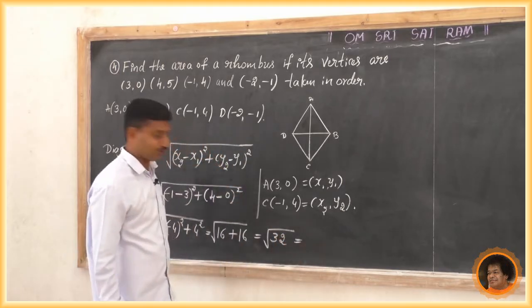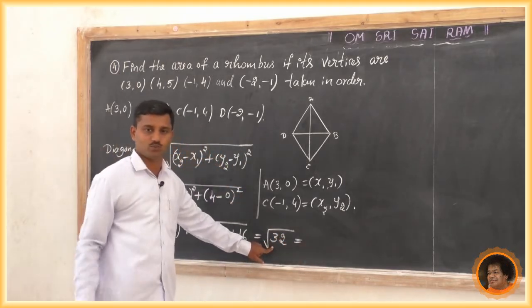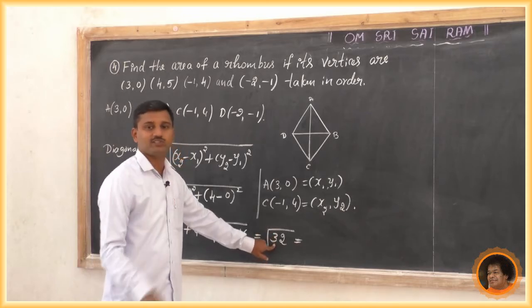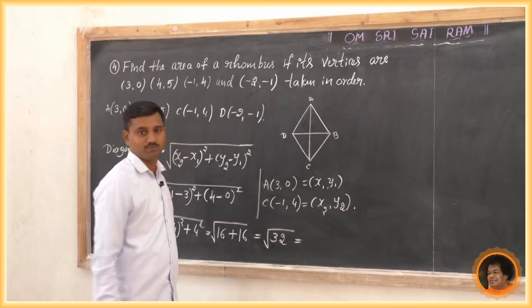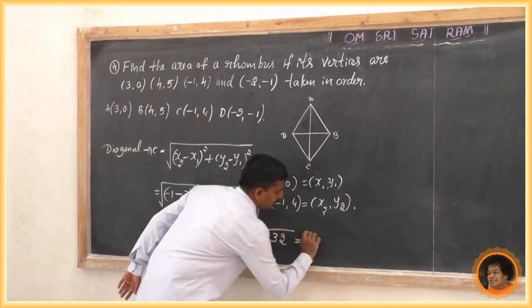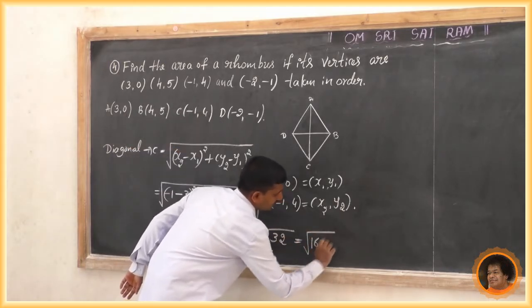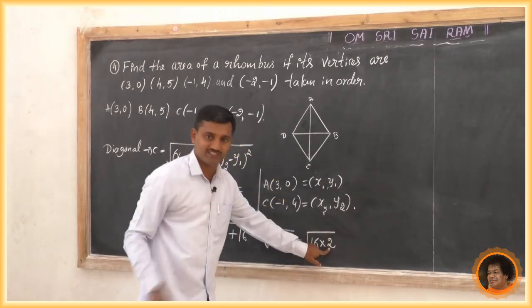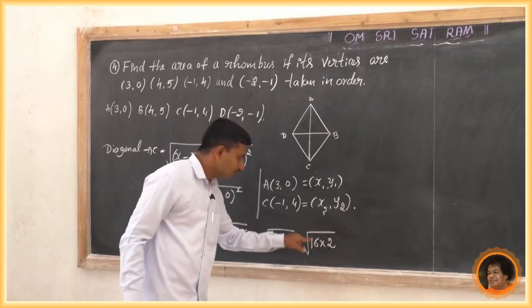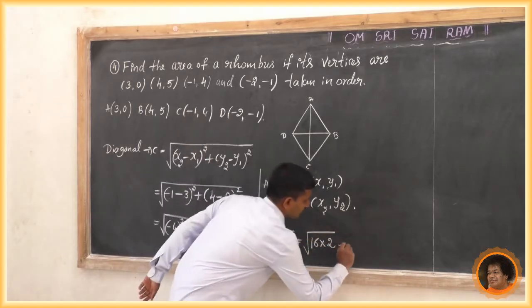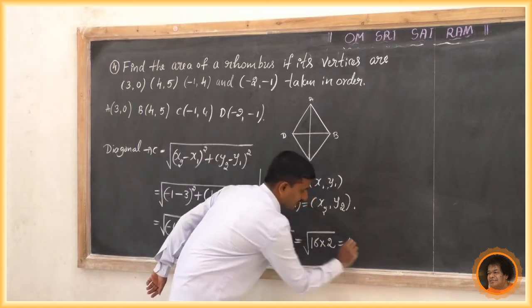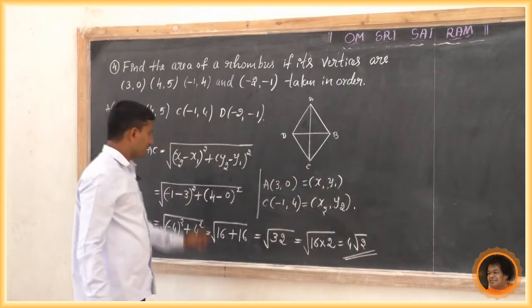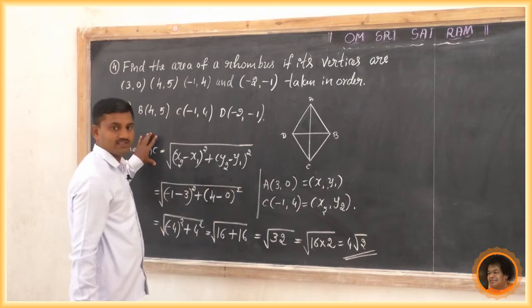Square root of 32. 32 is not a perfect square number, but we can write 32 as a product of a perfect square number and a non-perfect square number. So how to write root 32? Root 32 means 16 into 2. 16 is a perfect square number, but 2 is not. The square root of 16 is 4, so we get 4 root 2. So this is the answer, 4 root 2, the first diagonal AC.